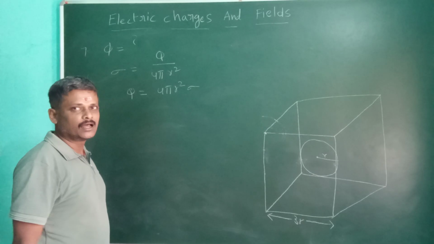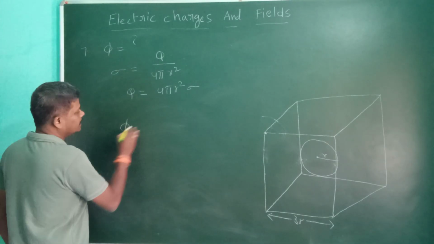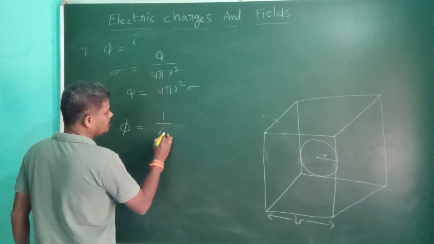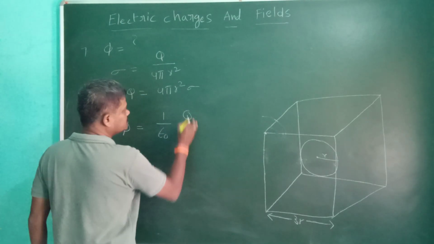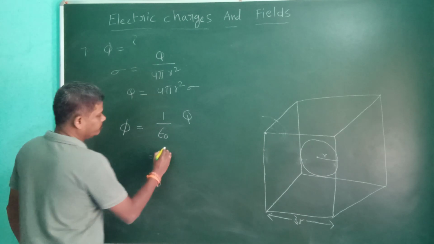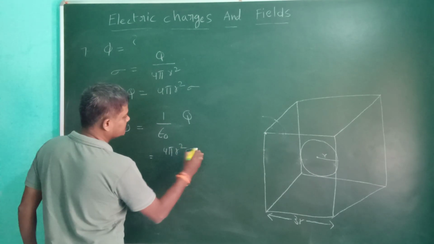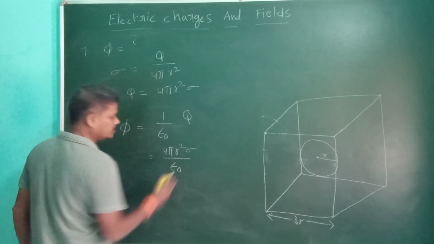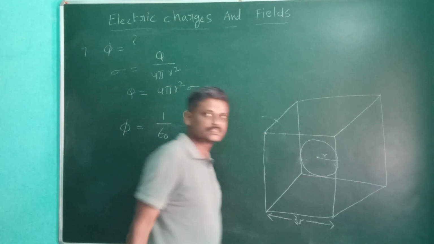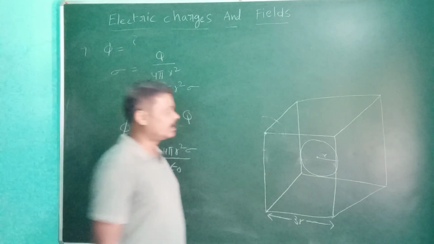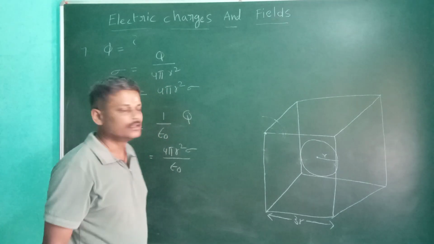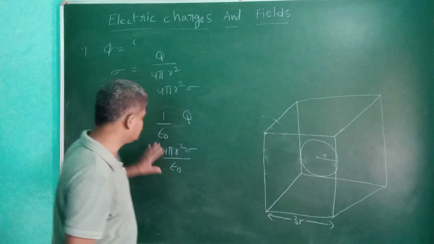From Gauss law, we know that the electric flux through a closed surface is given by 1 by epsilon naught times the total charge. From this I can write flux is equal to 4 pi r square sigma divided by epsilon naught. This is the total flux coming through the 6 faces of the cube. And they asked to find the flux passing through any one surface. So through 6 faces this much flux is coming.